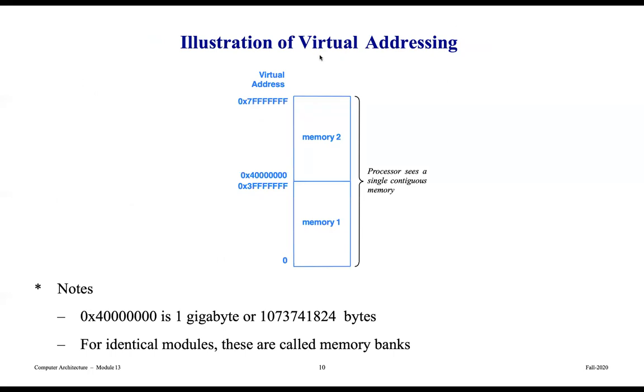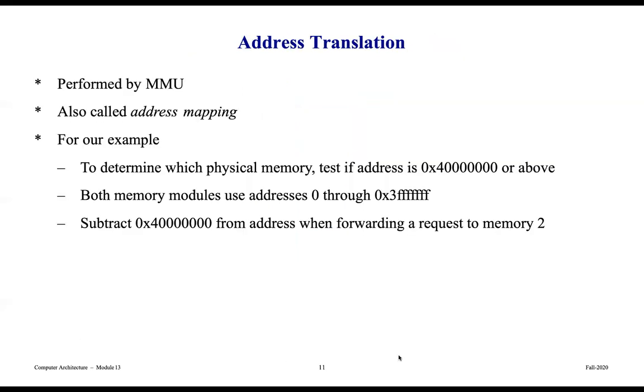Here's an illustration of the virtual addressing. You have memory 1, and just as we said before, here's the address space for that. And for memory 2, here's the address space for that. The processor sees it as one contiguous memory. It doesn't need to know whether it's using memory 1 or memory 2. And just as a reminder, here's the number of bytes that 1 gigabyte corresponds to. For identical modules, these are called memory banks.